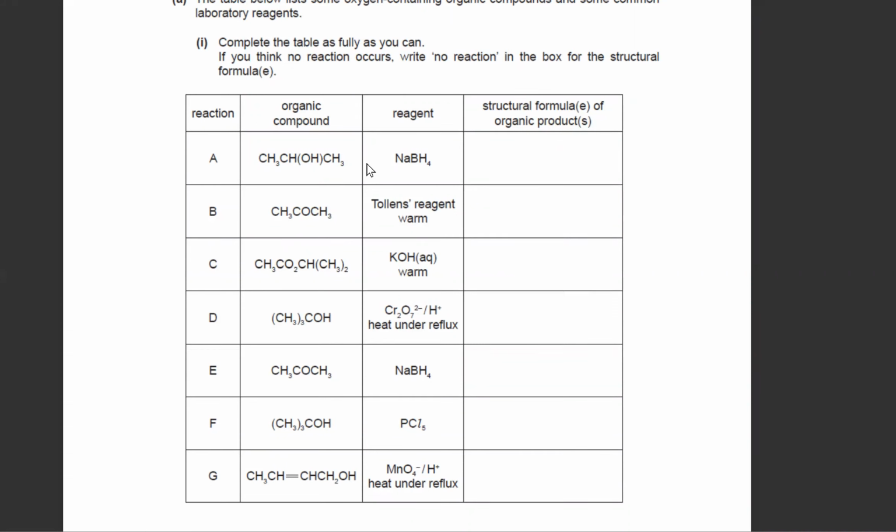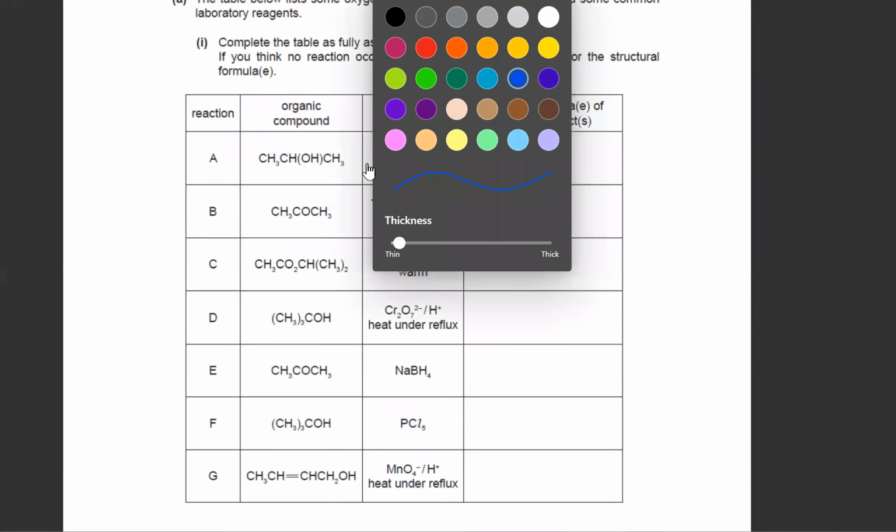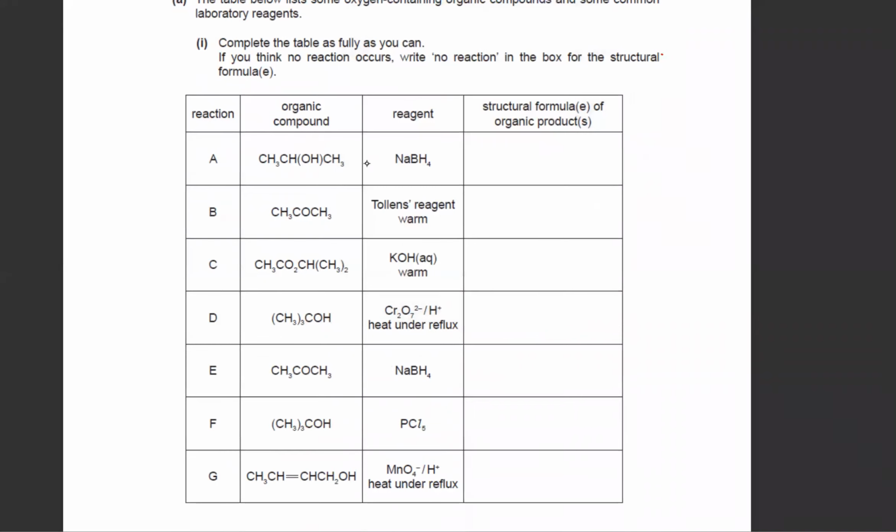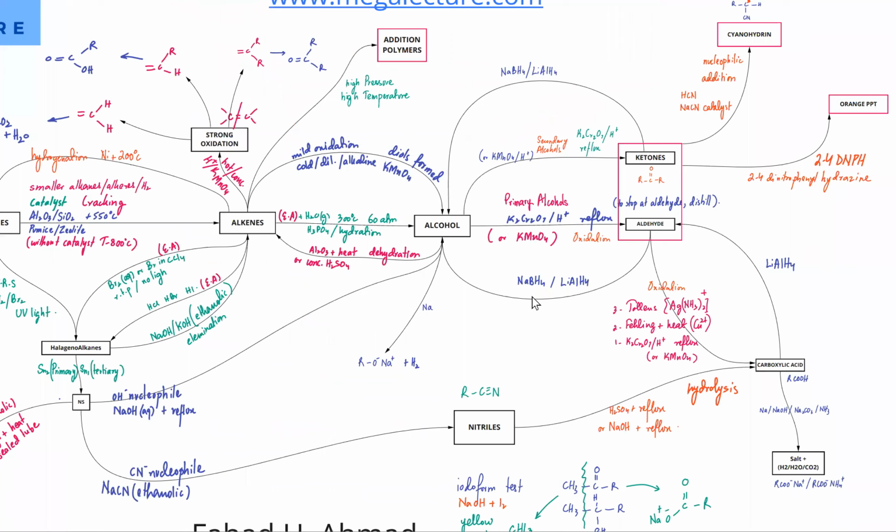So starting with the first one, we're going to pick the first one. That's a secondary alcohol because it's 3 carbon atoms and 3 H's. The middle one has an OH, so that's a secondary alcohol. And what is he doing? He's adding a reducing agent to it. Now, if you look at the chart, secondary alcohols can't be reduced.